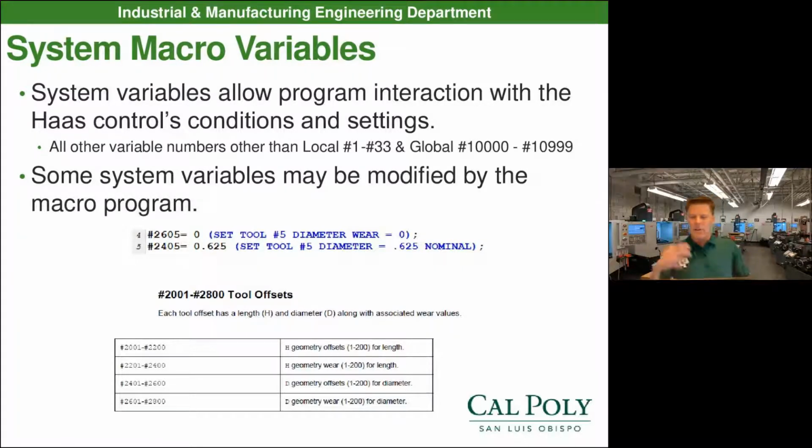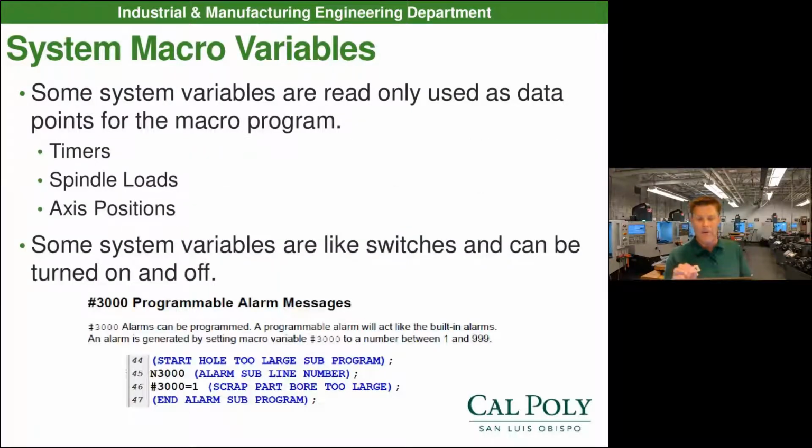So you can set your tool offsets through variables by simply doing pound 2405 equal, that should be an equal sign, 0.625. I've now set my tool number 5 diameter in the offsets to .625. I didn't have to touch it on the probe or anything like that. So system macro variables are very powerful. That's what actually makes macro programming very powerful, because I'm able to look at timers, positions, and loads and perform actions based off what's occurring on the machine in real time.